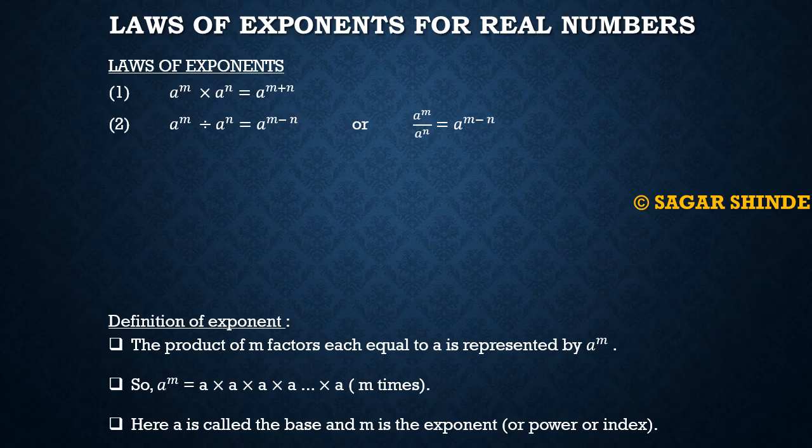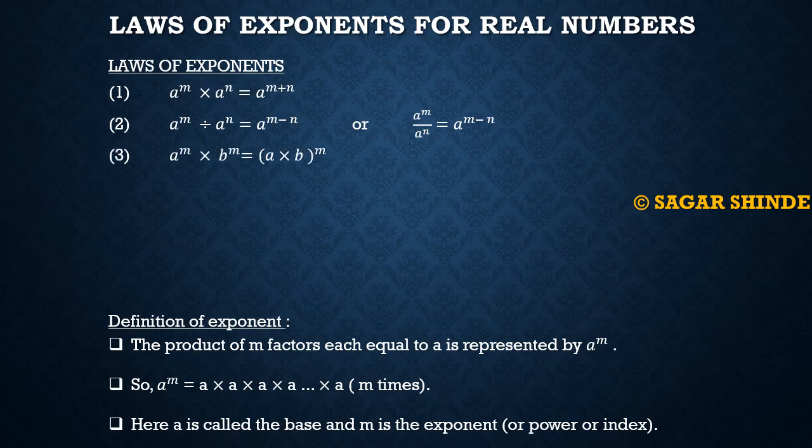And in the division, what we do, we keep the same base and we subtract the exponents. That's why we have written a raised to m minus n. Okay, that is nothing but here a raised to m divided by a raised to n can be written in this form also, in the form of a fraction, but the answer will be same, a raised to m minus n, subtraction of the powers.